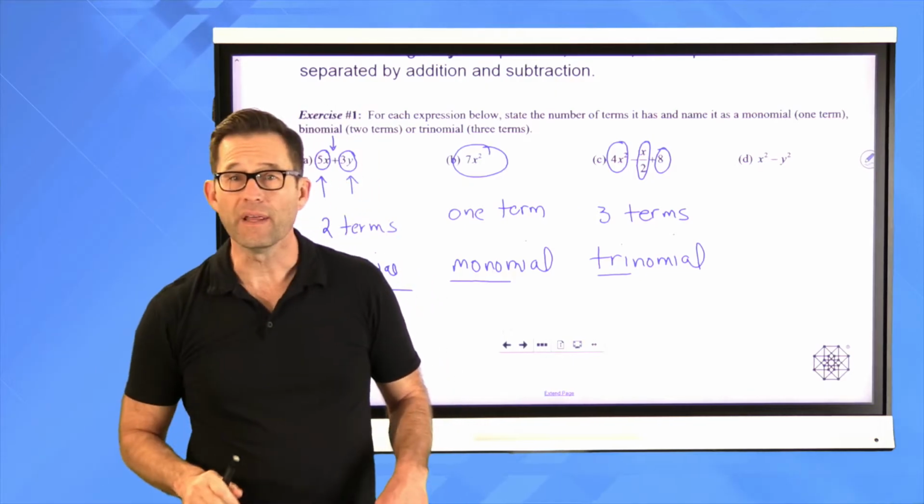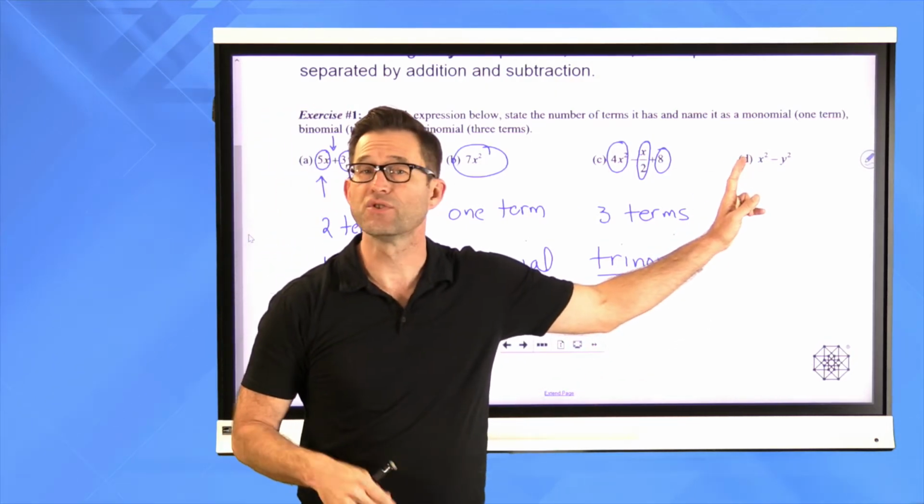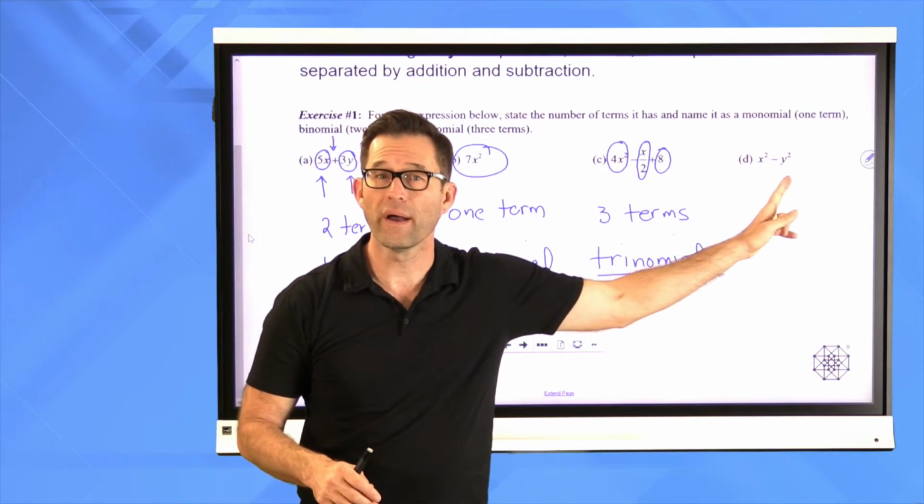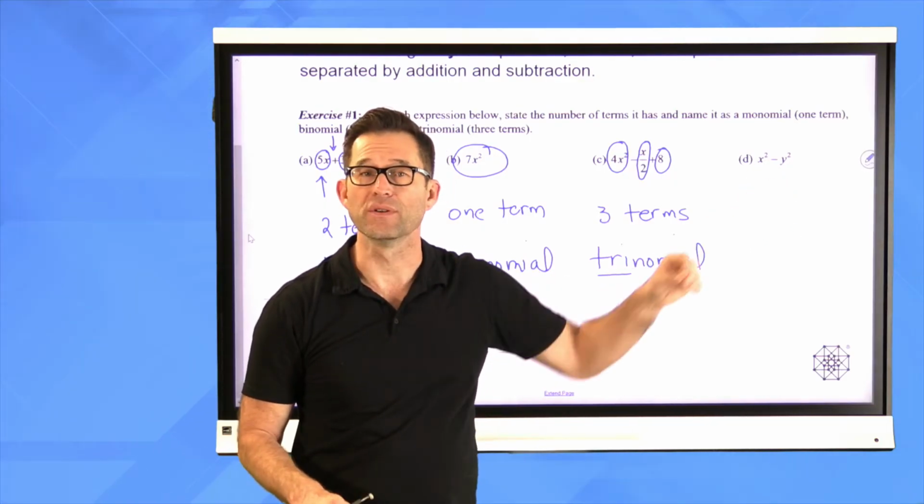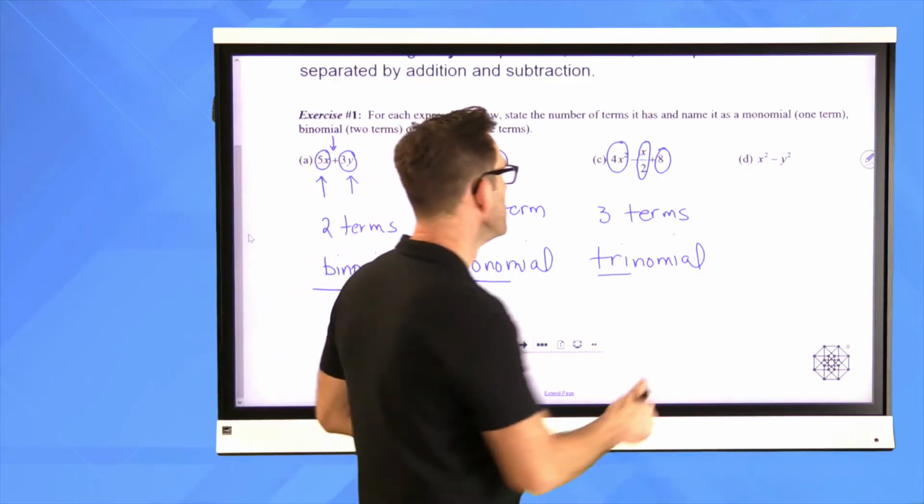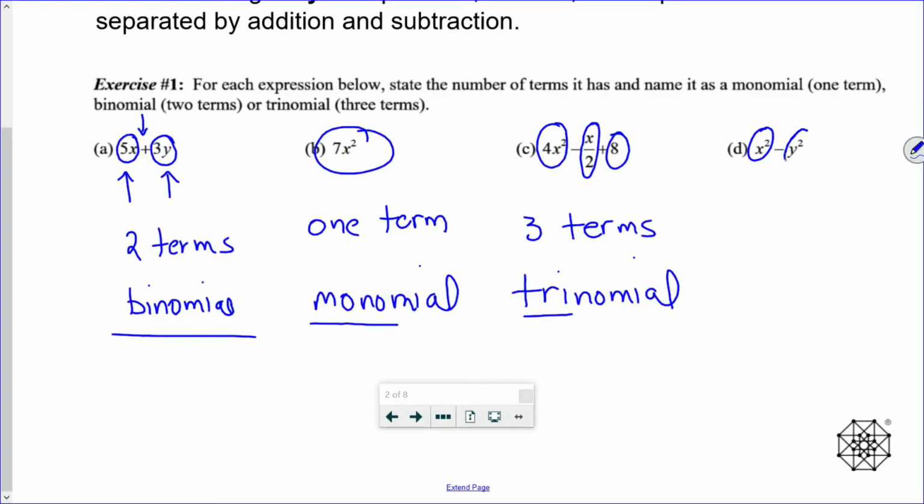Finally, in letter D, we have an x squared, which is just x times x. We have a y squared, y times y, and they're separated by the subtraction. So there are 2 terms, x squared and y squared, and this is then a binomial.